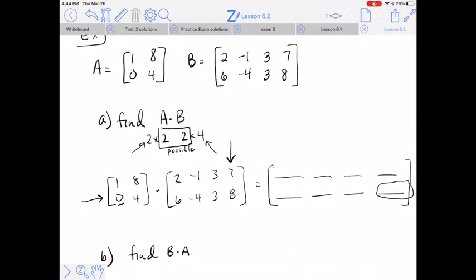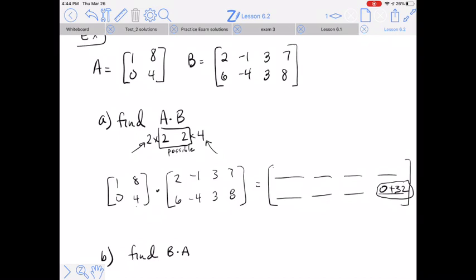and you take the first entry, 0 times 7 is 0, and then you take the second entry, 4 times 8 is 32.